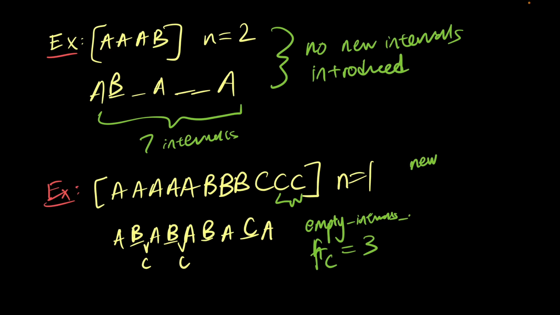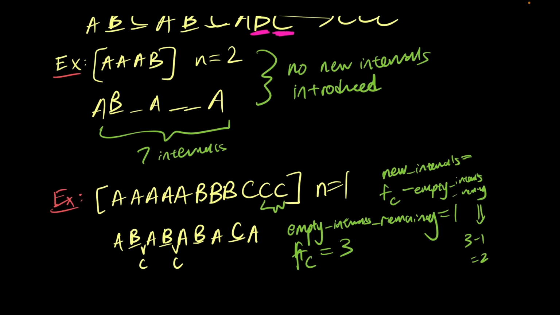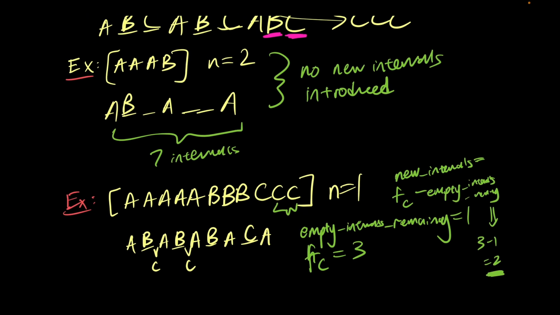So let's actually call this empty intervals remaining. So new intervals is equal to the frequency of our letter in question, subtracted by the empty intervals remaining. And so we get that expression, and we evaluate it, it's 3 minus 1 equals 2. And that's exactly the amount of intervals that we had to add in this case.